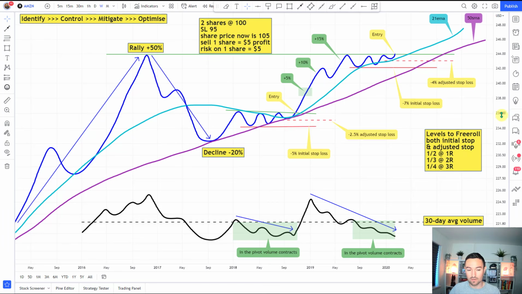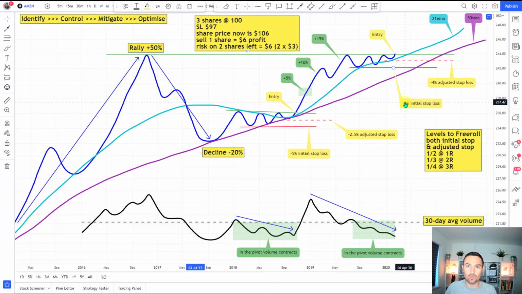I appreciate these figures are obviously wrong, so ignore all the figures on the side here. But if our stop loss was at 95 and this 5% gain was 105, we have $5 profit. So if we sell one share, half of our position, at 1R, at 105, but maintain the stop loss at 95, we've made $5 and our risk is still $5 on the trade. So if price then turned around and we got stopped out at $95, we're break even on the trade.